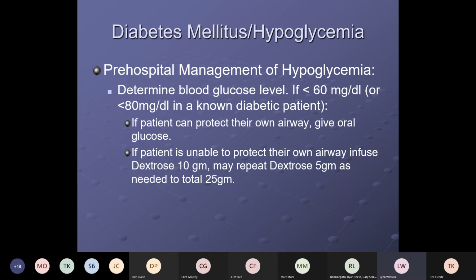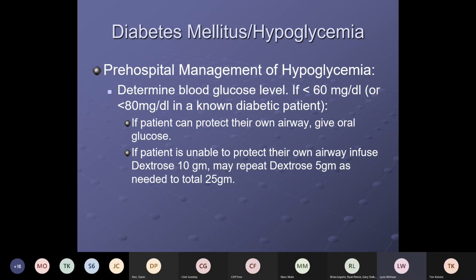grams, which is 100 cc's of the D10, and you can repeat that by checking the glucose every 5 minutes or so, and checking the symptoms of the patient. And if they're improving, you don't need to give any, but you can repeat glucose up to a total of, like we used to, the 25 grams.